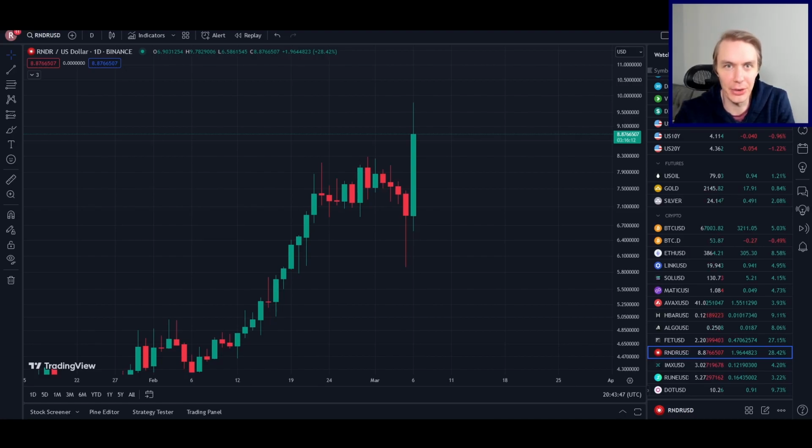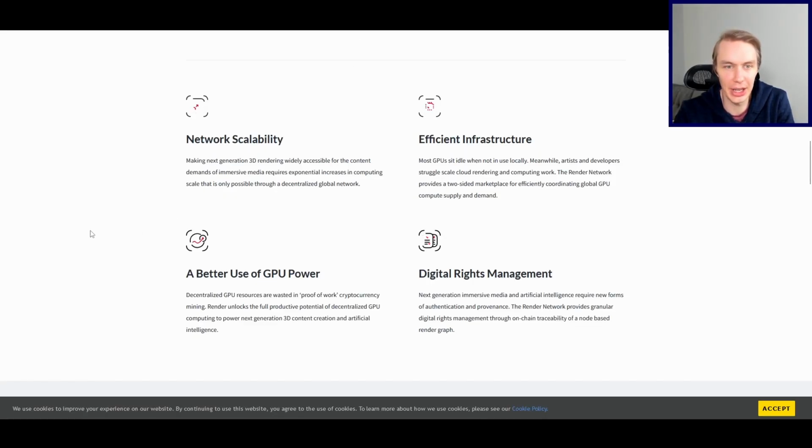We need to talk about Render. So if you're not familiar, Render is a project that's really there to be a marketplace to connect people with GPU compute. The idea is that if you have GPUs you're not currently using, you can then sell that compute time to other people who can then buy it and make use of it.